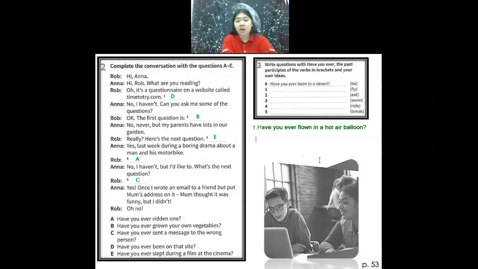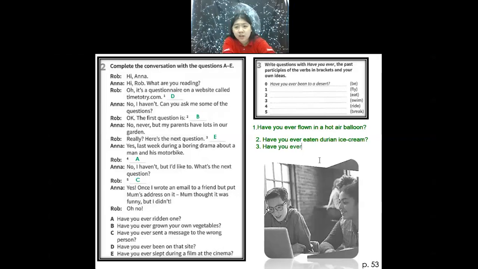Okay, number 2, there's eat. So let's try something. Have you ever eaten maybe something strange or something expensive? Okay, so let me see what's expensive. Have you ever eaten durian ice cream? Okay, that's one. Number 3. So you can change the food there. Have you ever eaten something strange or something expensive or whatever that you want to ask?